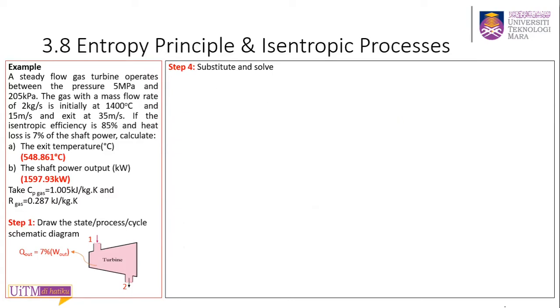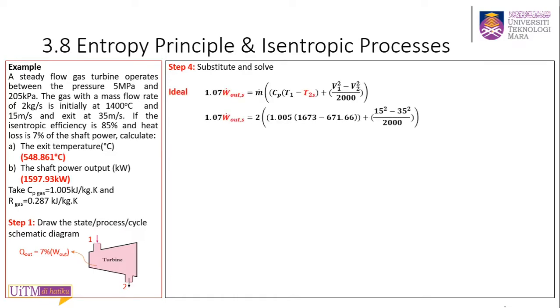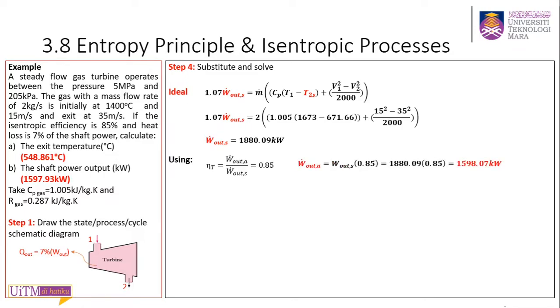In step 4, to solve for this question, we must first calculate the ideal work output. Substituting the required values, we can see here the ideal work output equals 1880.09 kilowatts. Now, using the isentropic efficiency equation, we can solve for actual work output, which we can see here equals 1598.07 kilowatts.